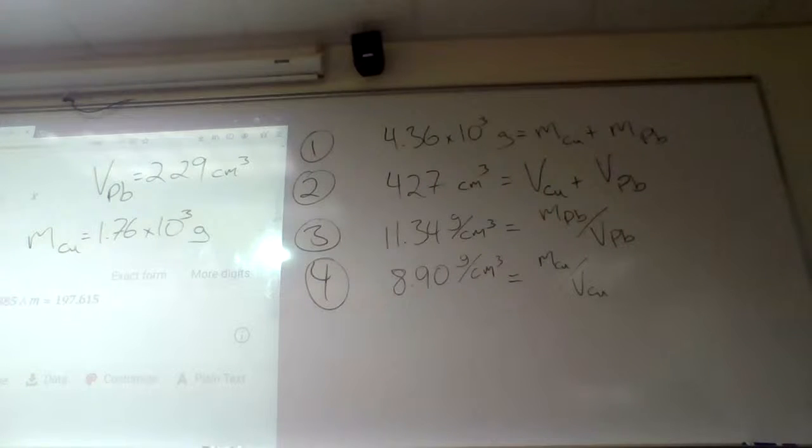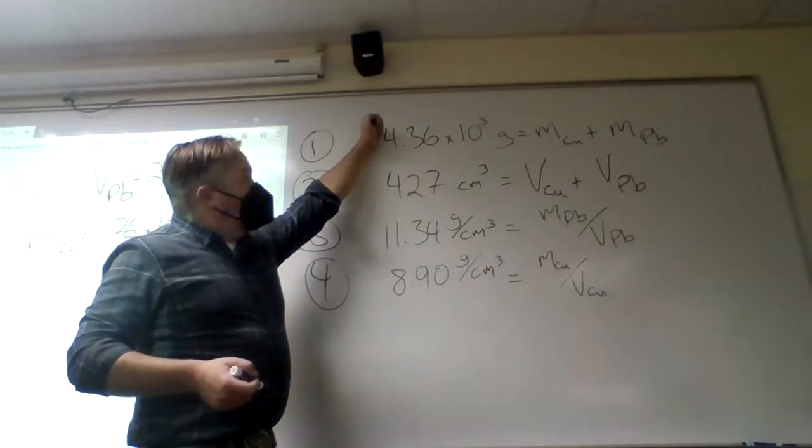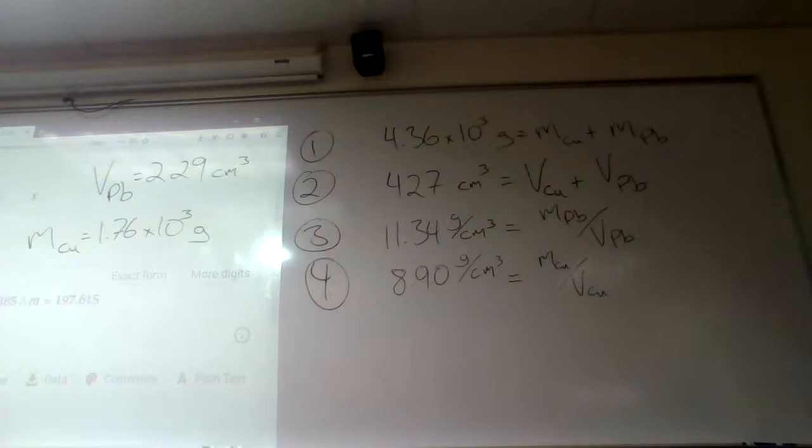So if we want the mass percentage copper, percentage is always the part divided by the total, times 100. Here's our total mass. Here's our part. So our mass percentage for copper is just going to be 1.76 times 10 to the 3 over 4.36 times 10 to the 3 grams over grams, times 100. Mass percentage copper equals 40.4%. There we go.